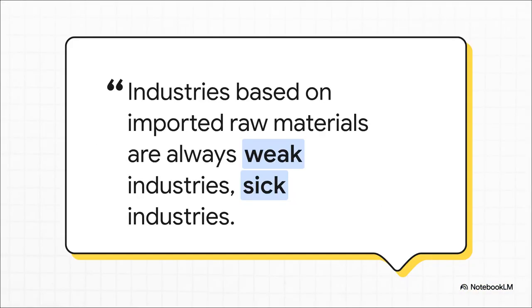And this quote right here just nails the core idea. Industries which are based on imported raw materials are always weak industries, sick industries. I mean, just think about that. If your entire economy depends on materials from halfway across the world, you are always vulnerable. It's a sick industry, just like the author says. A truly healthy economy has to be built on what you have right there in your own backyard.